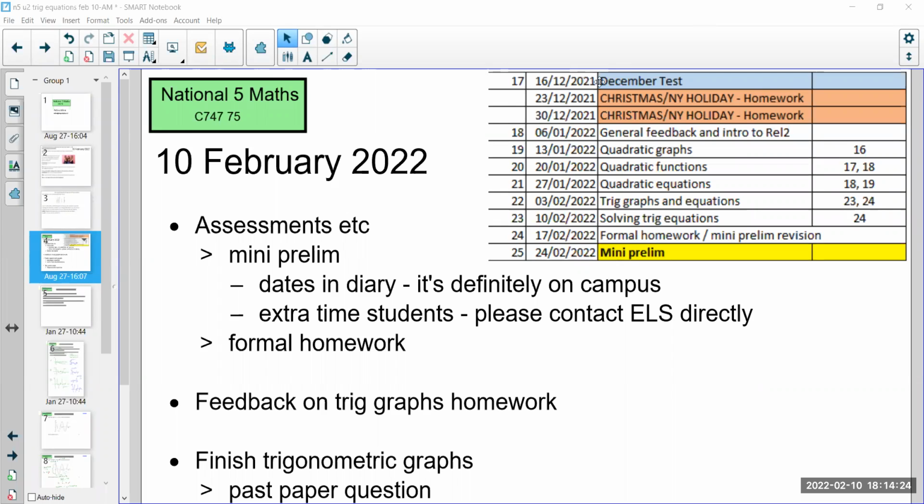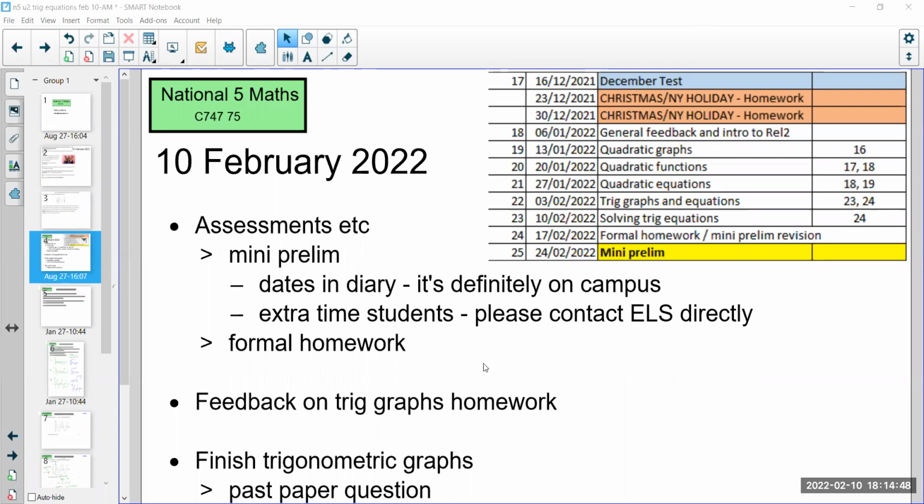Okay, so just to remind everyone, back again, 24th of Feb, we've got our mini prelim. Make sure you keep that date in your diary. If you are allowed to have extra time, then you would still need to contact ELS directly.